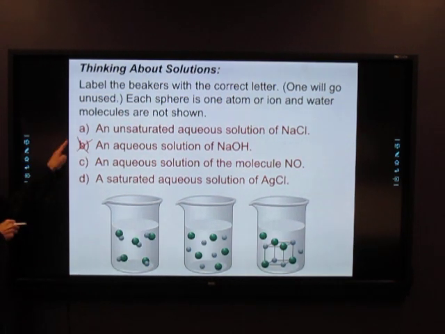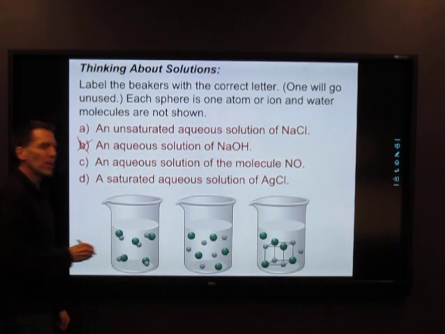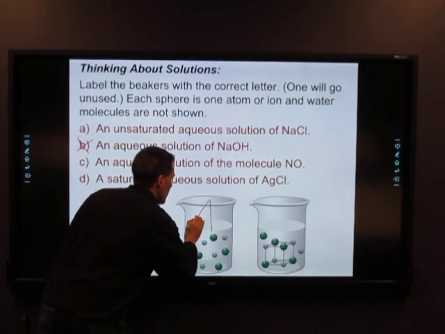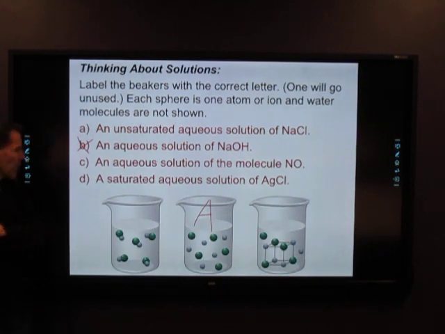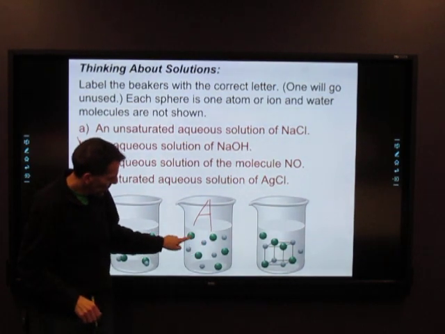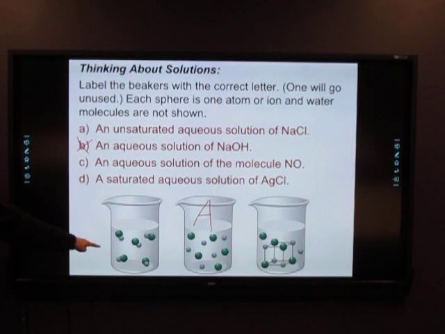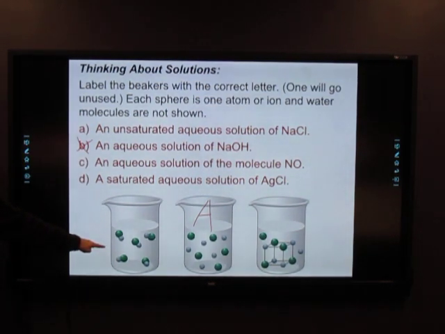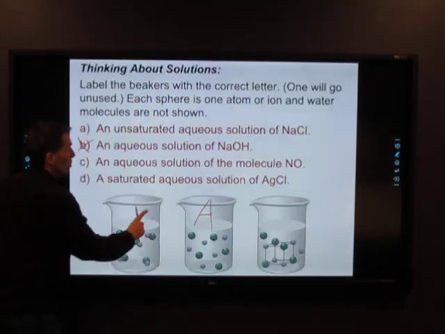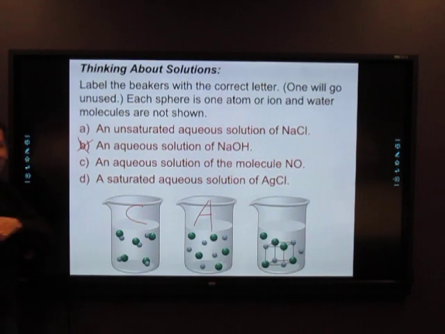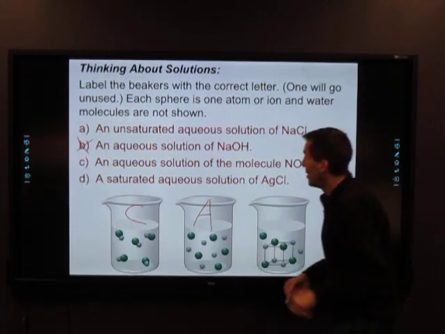And so, beaker-wise, when we look at choice A, that's the middle beaker, because that's an unsaturated solution that contains sodium and chloride ions. The first beaker has a molecule in it because it did not break up into ions. So this is C. And so the last choice has to be D.